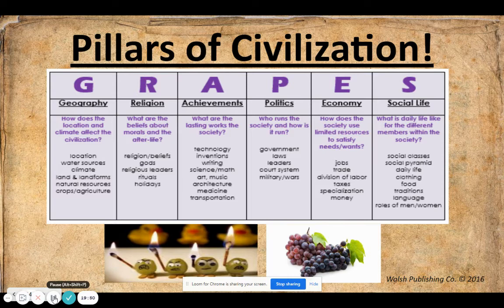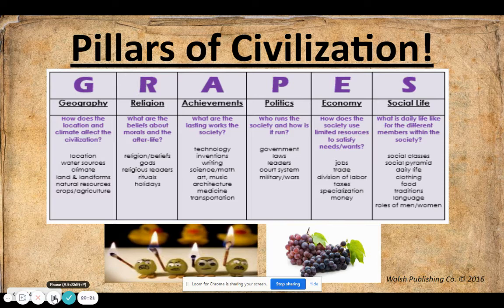Social life is the last category that all early civilizations have in common, and that is what is daily life like for the different members within the society. Now that starts with social classes and social pyramids. That's the degree to which a person is important or valued within a society. Those at the very top with the most money and power, those at the bottom with the least amount of money and the least amount of power. What is daily life like? So what kind of houses did people live in? What was their clothing? What food did they eat? What were their traditions? What language did they use with each other?